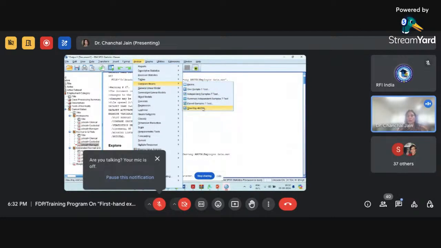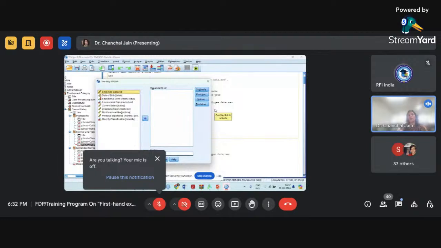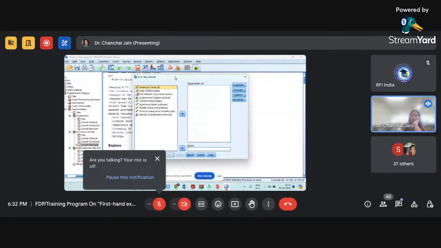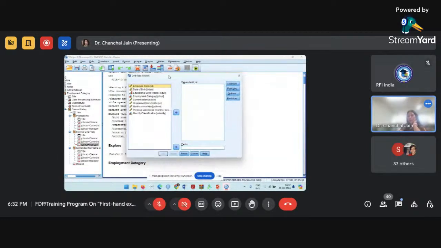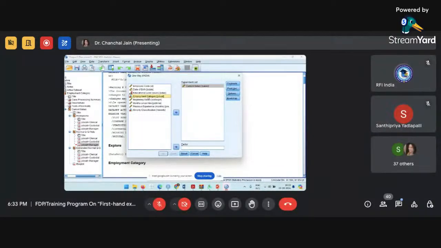So you need to click on this One-Way ANOVA. Once you click on this, you will be on the dialog box of the One-Way ANOVA like this. You need to shift your necessary variables into the respective boxes. So I think current salary is the most appropriate variable here, which I'm selecting and shifting into the dependent list box. Then select your employment category and shift it into the factor box.